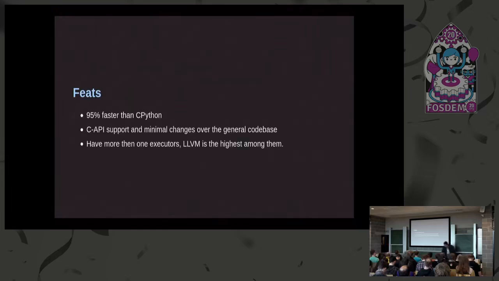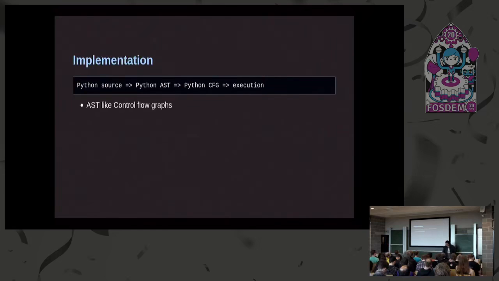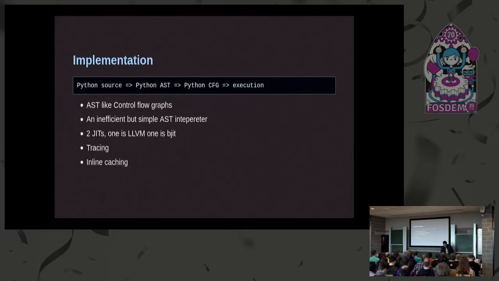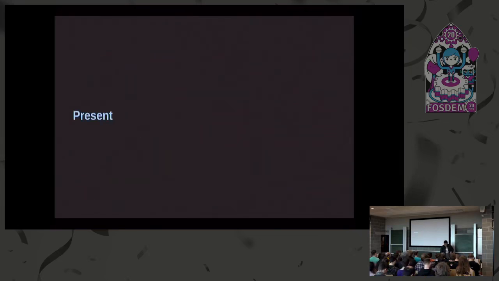So if your function gets called less, they interpret the function's AST. If it is called more than 25 times, they JIT with BJIT, and if it's called more than 1,000 times, they JIT it with LLVM. They have AST-like control flow graphs, an AST interpreter, 2 JITs, tracing, and they use something called inline caching and rewriting of function bodies, and a CPython-based runtime. So there are some projects from current dates.